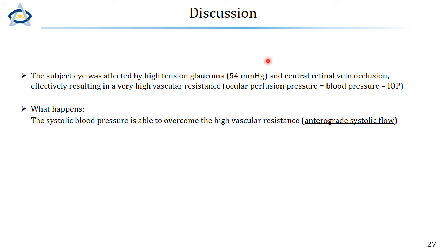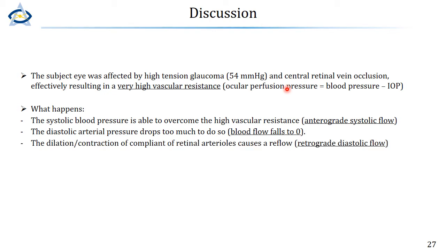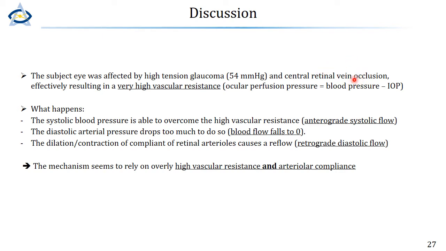And what happens is that during systole, the blood pressure is elevated and it's easily able to overcome the high vascular resistance, so you have anterograde systolic flow. But then during the cardiac cycle, the blood pressure falls at some point to where it's no longer able to defeat the high vascular resistance, so blood flow falls to zero. And then we think that the prior dilation of retinal arterioles now contracts and gives back the energy to the flow, and the flow goes backward because there is less resistance. And so the mechanism seems to rely on both high vascular resistance and arteriolar compliance.